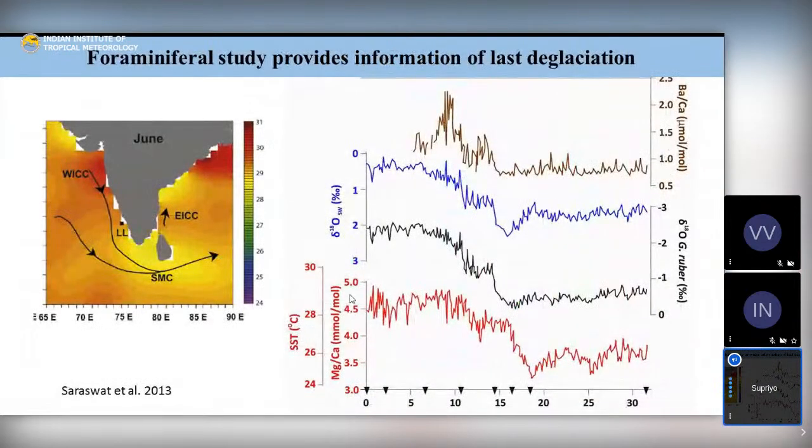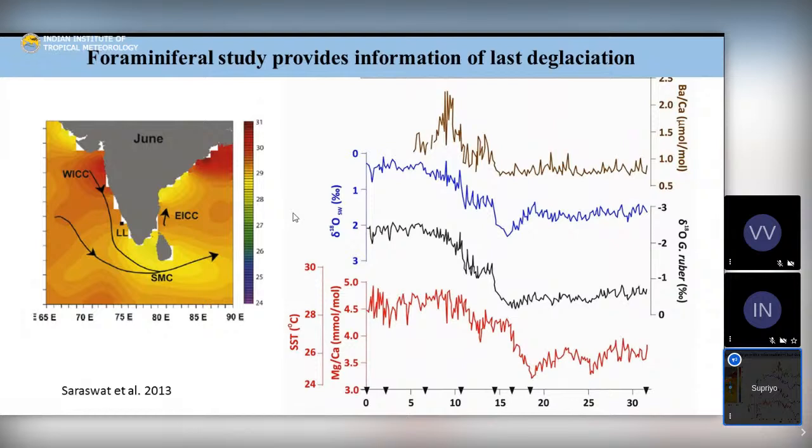Now this is another work done by Saraswat et al. These authors collected a sediment core from the Arabian Sea in this region, and what they wanted to study was the climatic behavior during the deglaciation time, that is the last deglaciation. We know that the last glacial maximum was about 20,000 years ago, when southwest monsoon rainfall was weak, but the northeast monsoon was stronger compared to today.